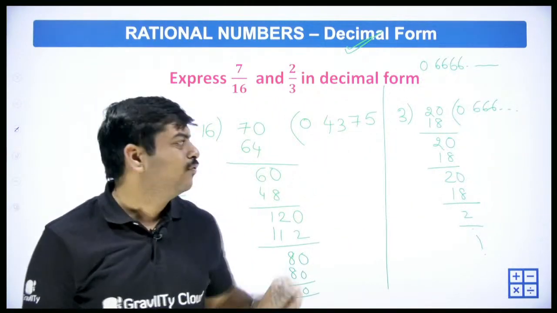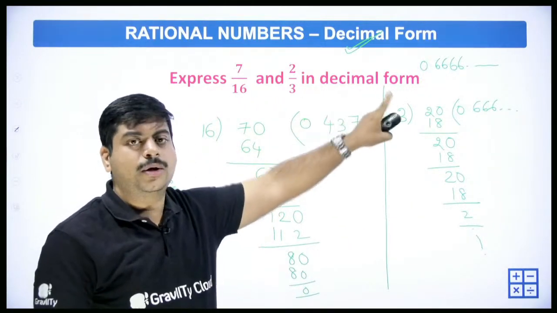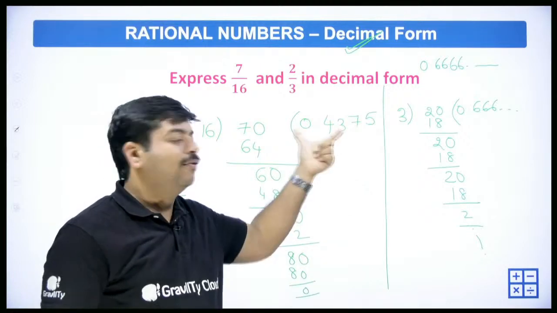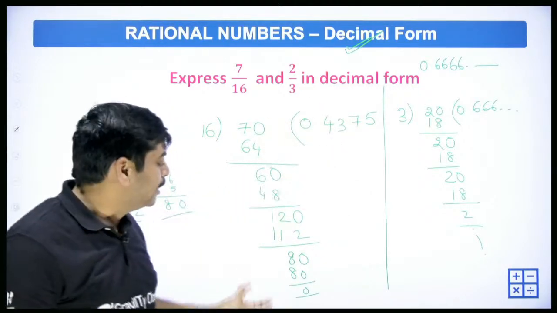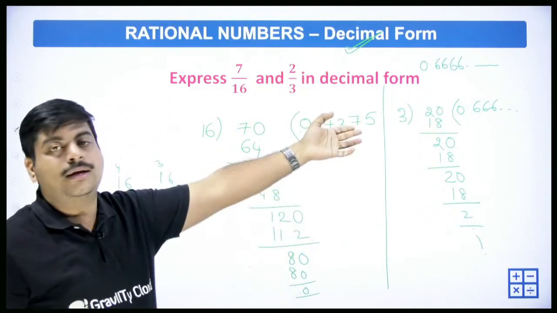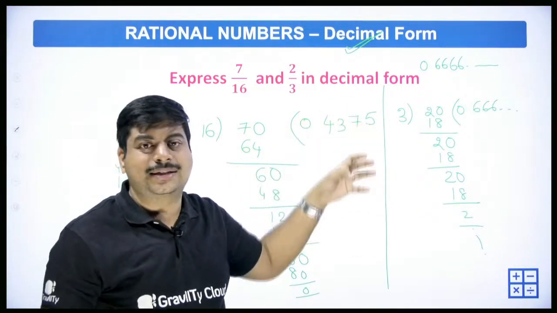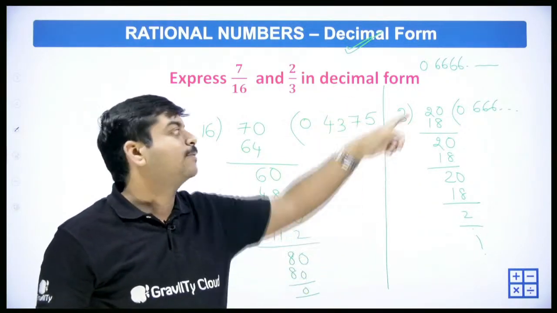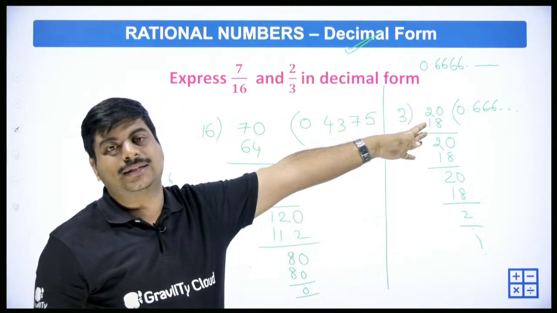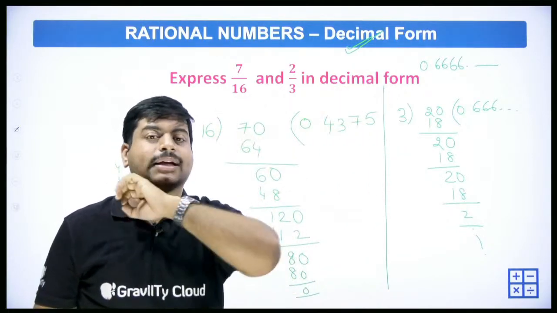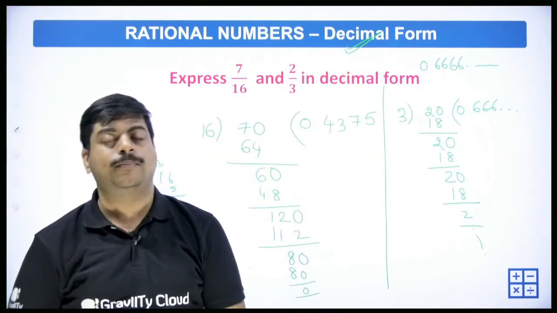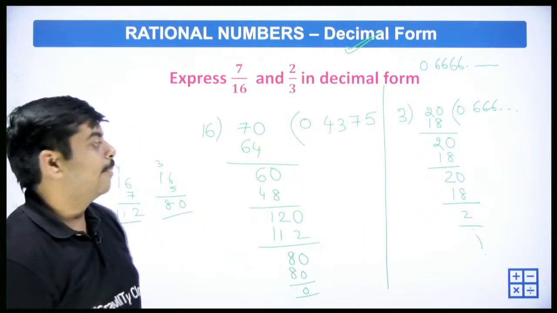So can you carefully see some difference between these two? 0.4375, it stopped there. We got the remainder as 0. But here, even if you go for the next 1 lakh steps, 1 crore steps, you still get the same 6. It is the same 6 being repeated forever. You cannot stop that. Okay. So what happened? Here it stopped.